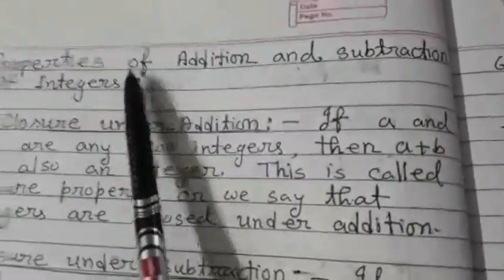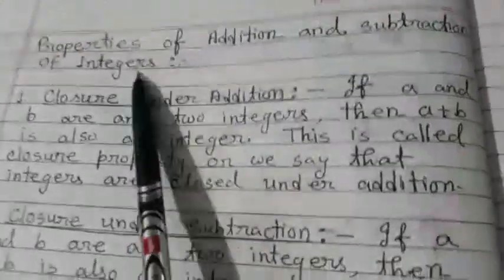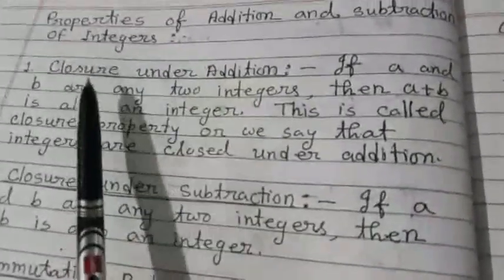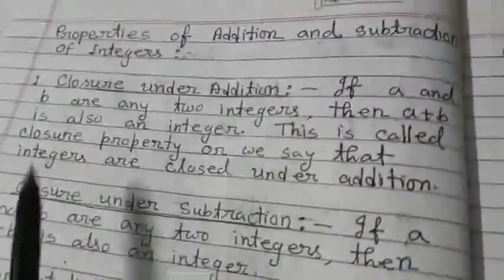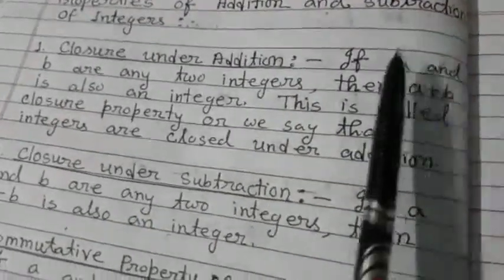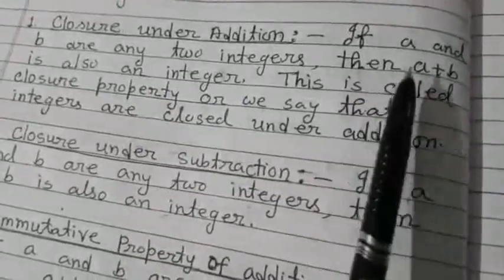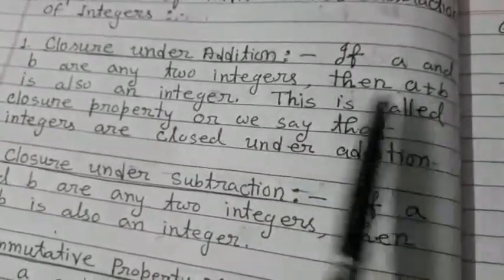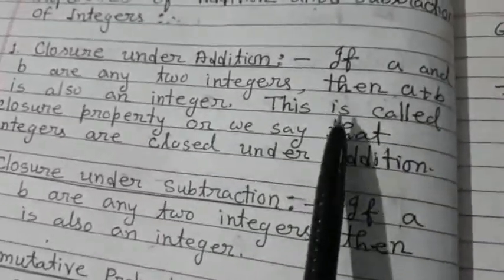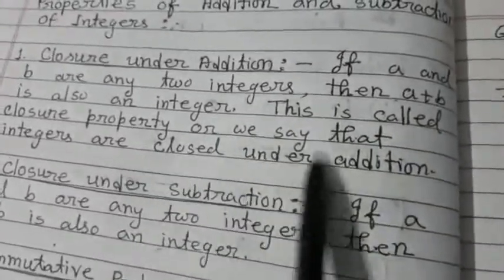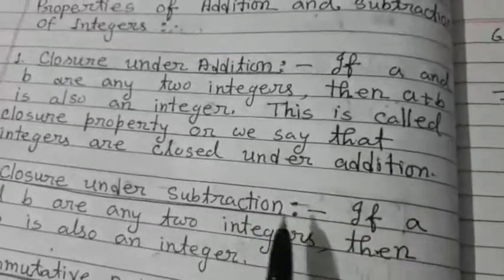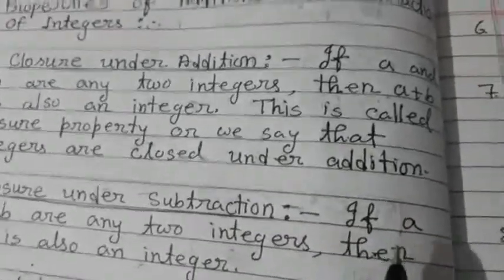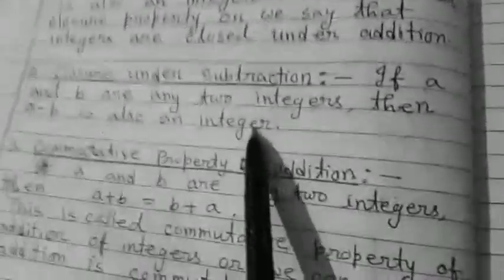Now, properties of addition and subtraction of integers. Already we know about these properties. Closure under addition and closure under subtraction. Closure under addition: if a and b are two integers, then a plus b is also an integer. It is called closure under addition. Similarly, if a and b are any two integers, then a minus b is also an integer.